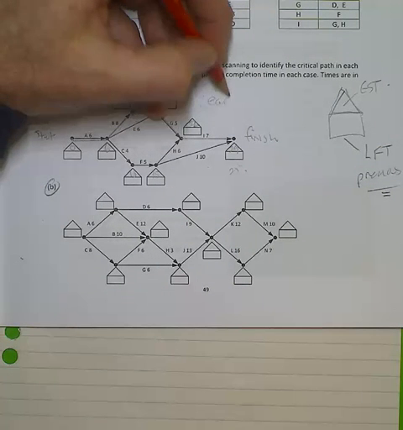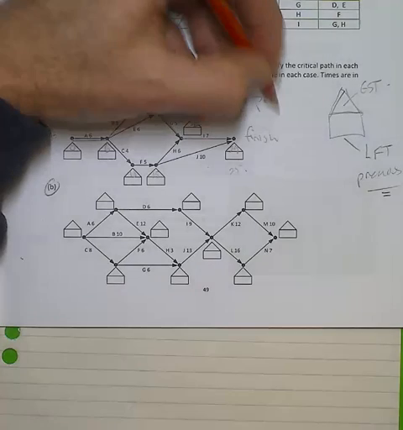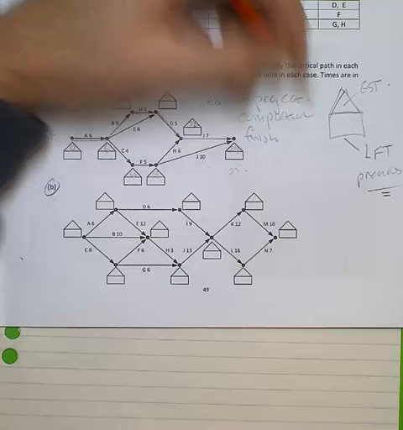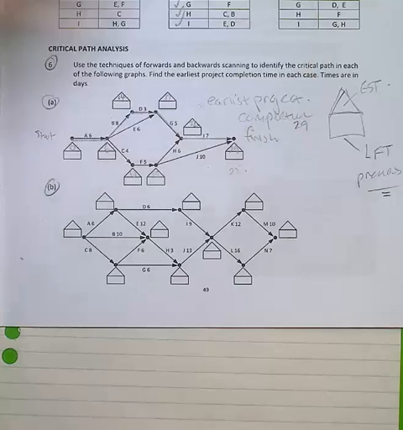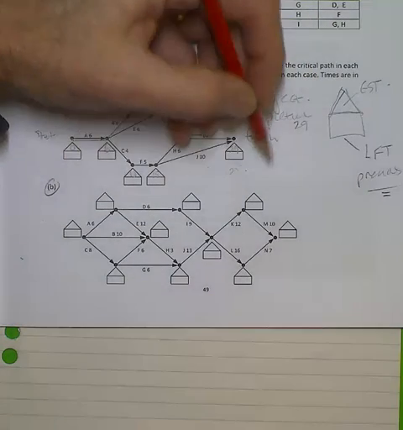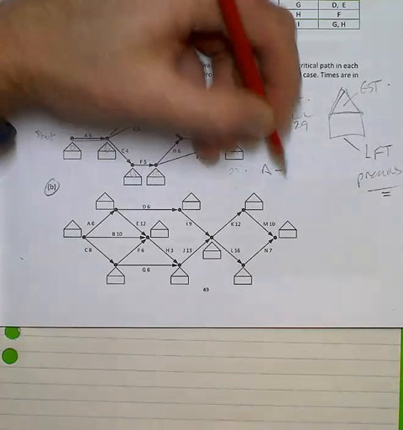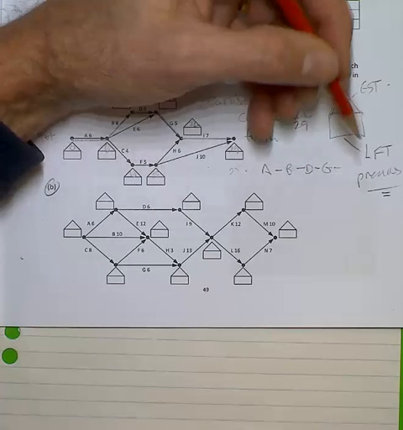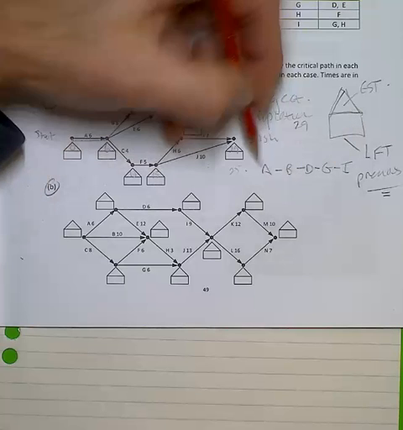So the earliest project completion is 29. I haven't got units, but it could be 29 days or weeks. And if I had to list it, my path is A to B to D to G to I. And that's my critical path.